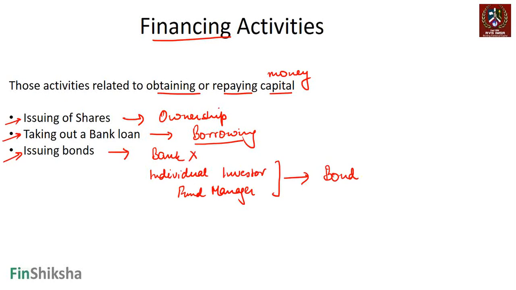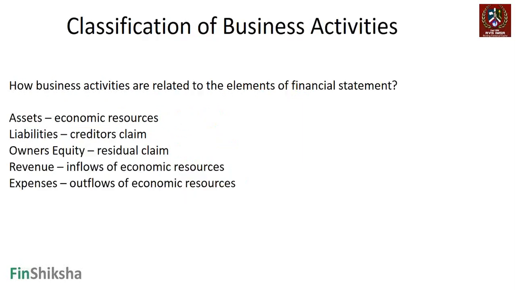You can use the money for either running the day-to-day activities of the business, or you can use the money to fund future growth of the business. Depending on what you're doing, everything will get classified into these three activities, right? How are these business activities related to elements of financial statements?